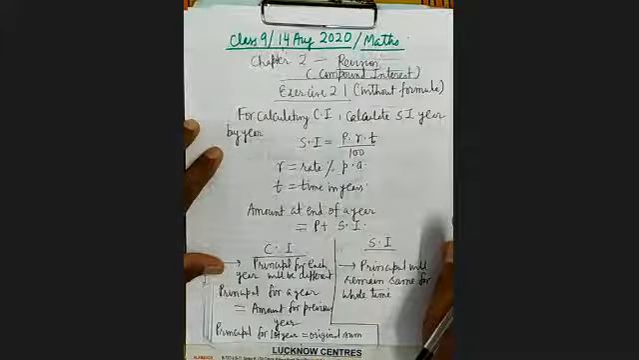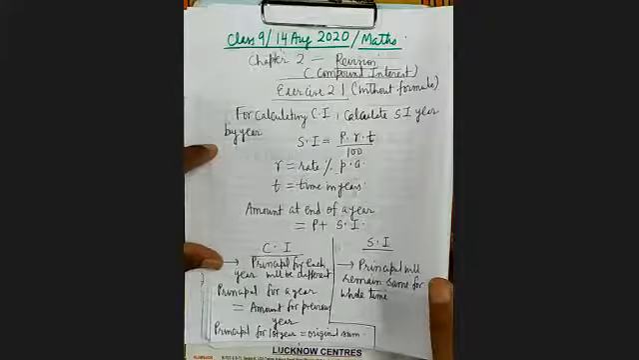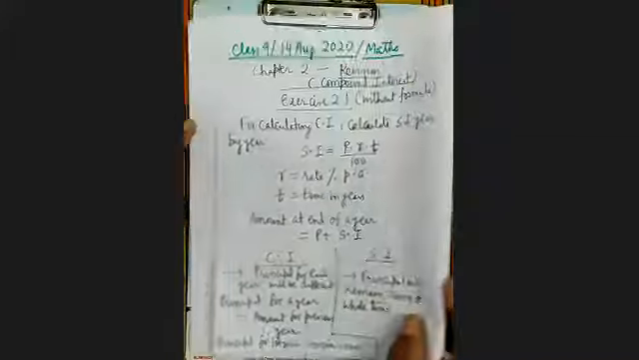Now see here, the formula of amount I have already told. Now I will take the questions one by one, and I am going to solve the question. Is it clear? So see here, question number 2.